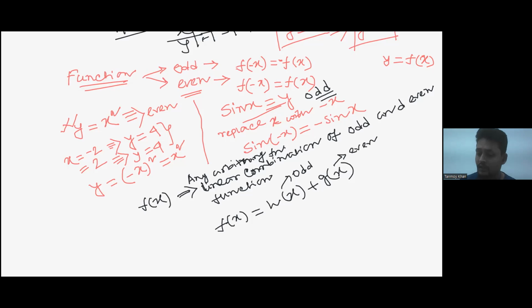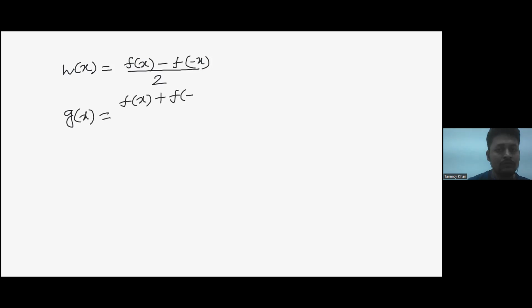So let's take h(x) is an odd function. So this is your h(x), this is your g(x). Why am I writing this? Because this one is odd, this one is even, right?